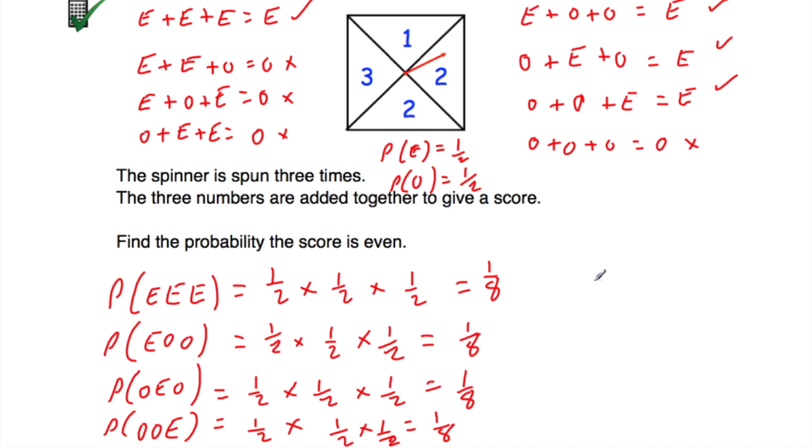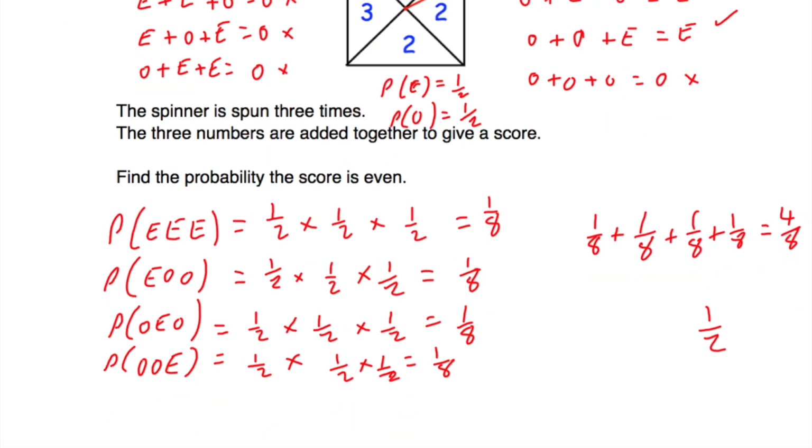So if we add them all together, so an eighth plus an eighth plus an eighth plus an eighth, that tells us the probability of getting an even score at the end. So adding those together would be 4 eighths, and then we could cancel that out, if we wanted to, to be 1/2. So the probability of getting an even score is 1/2, and that's it.